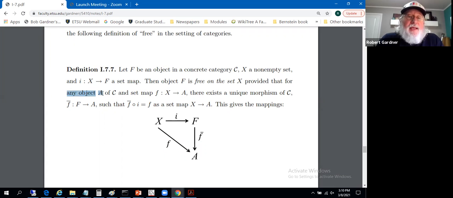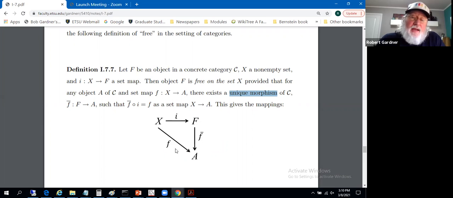Next came any object A. So next comes the bottom of this. We introduce object A, and along with it, set map f, so f mapping X into A. The requirement is there exists a unique morphism, f bar, as given here. This is somewhat consistent with what we had in some of the product material and some of the previous material about this unique morphism idea. And the requirement is mapping i followed by mapping f bar is the same as mapping f.